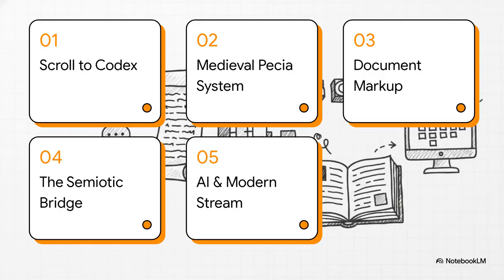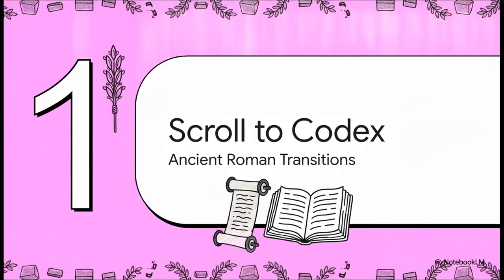Here is a quick look at the roadmap for today. We are tracing the fascinating evolution of text, starting from the ancient scroll to the codex, looking at the medieval Pecia system, exploring Goldfarb and document markup, crossing what's known as the semiotic bridge, and finally ending up at AI and the modern stream. All right, let's jump right into Section 1, from scroll to the codex.